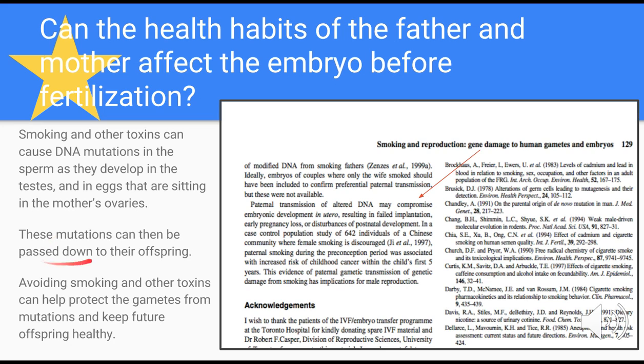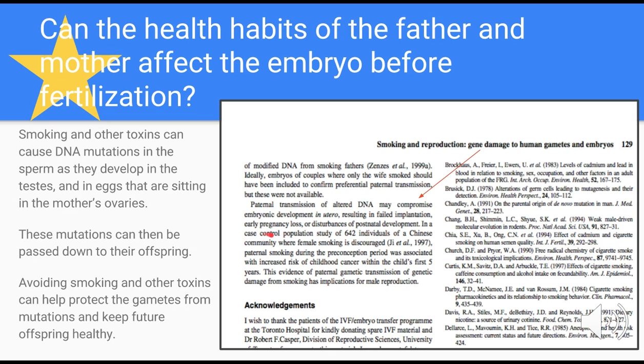So mutations can then be passed down to their offspring. Just like smoking can give you mutations in your lung cells that can cause lung cancer, it can also cause mutations in your eggs or your sperm that could possibly affect the health of future offspring. In fact, this study says paternal transmission, that means from the dad, of altered DNA may compromise embryonic development in utero, resulting in failed implantation, early pregnancy loss, or disturbances of postnatal, that means after birth, development.